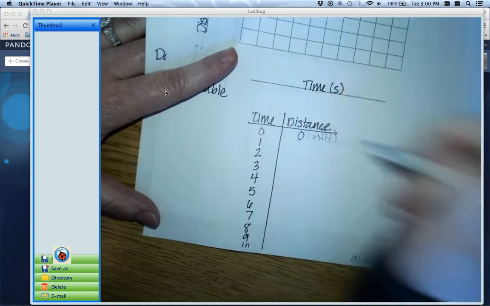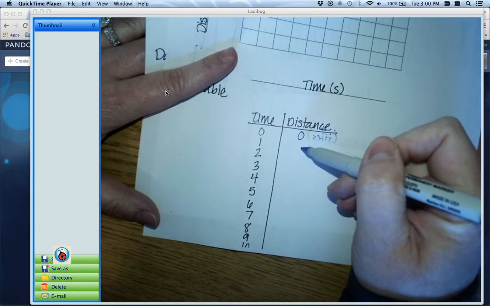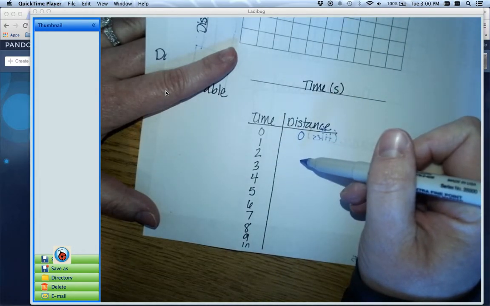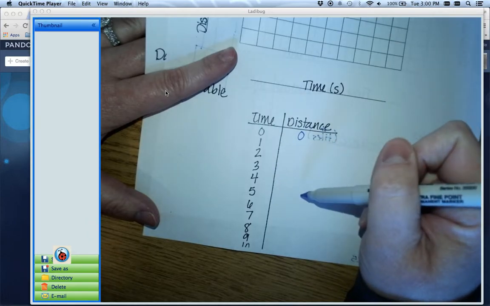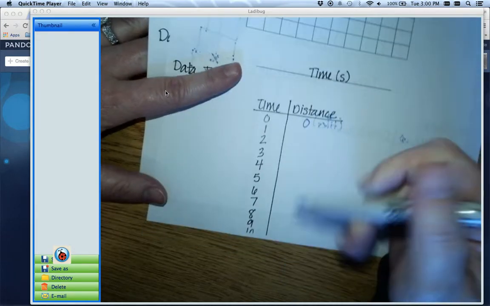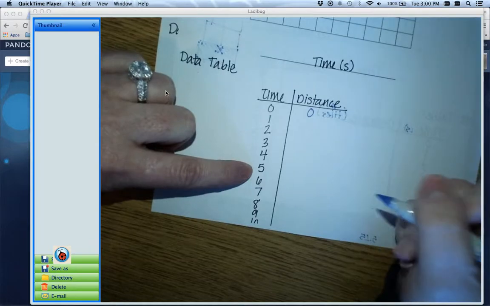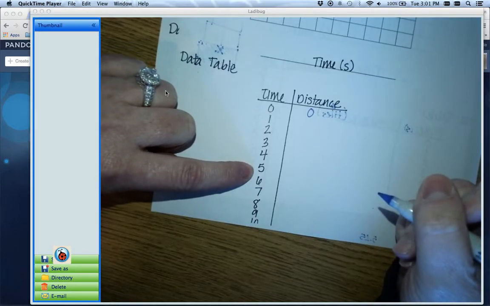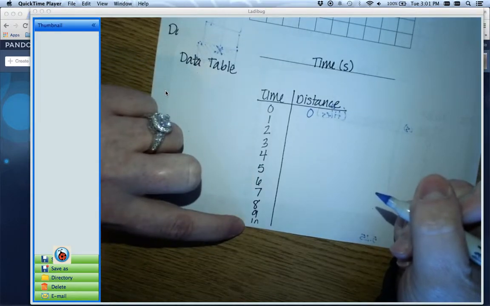At 0, obviously your distance is 0. At 1 second, how many tiles have you gone? At 2 seconds, how many tiles have you gone? 3, 4, 5. And at 5 seconds, you're going to stop moving. Time is going to keep on going until you get to 10. So whatever distance you were at 5 seconds, it's going to be the same at 6, 7, 8, 9, 10.